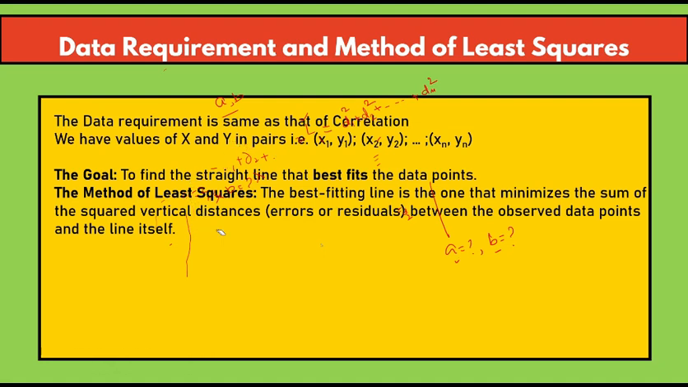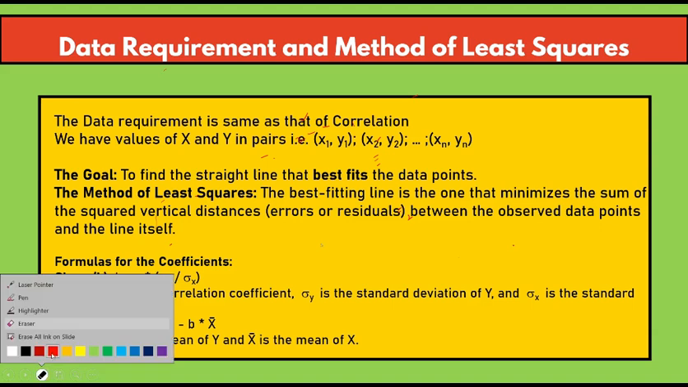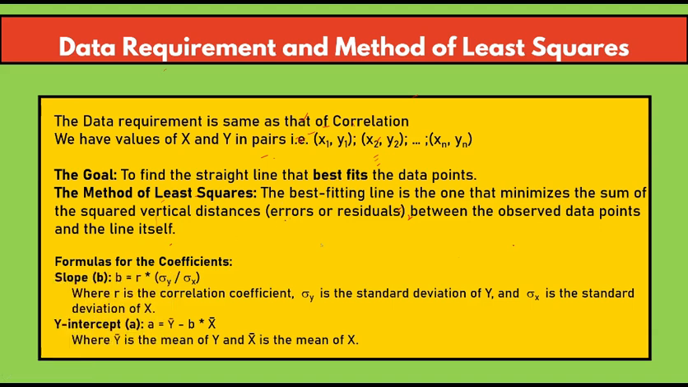Now, obviously there is a formula. We have the formula for the slope and then the formula for the intercept. The slope is given by the correlation multiplied by the standard deviation of y divided by the standard deviation of x. That is, r is the correlation between x and y, and then we have sigma y by sigma x. So this is the slope. The next one is the intercept, which is given by y bar minus b x bar.